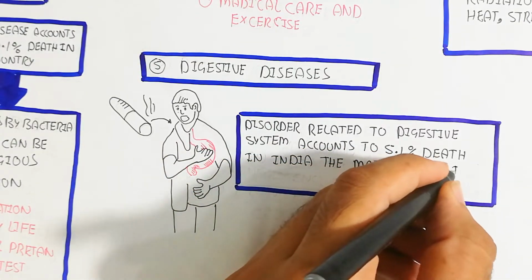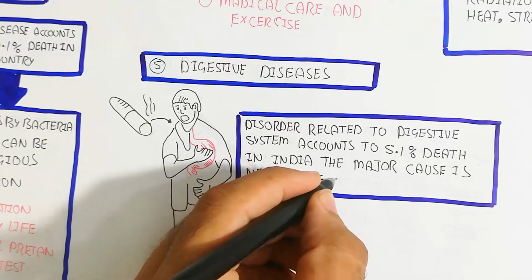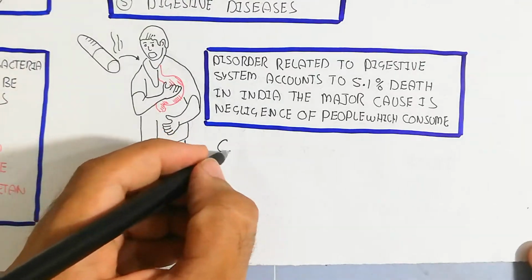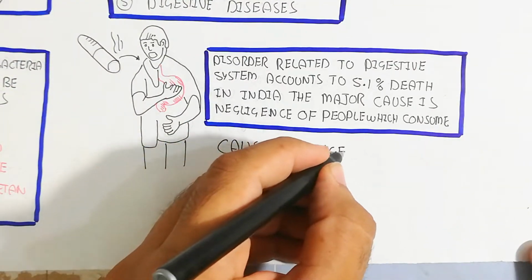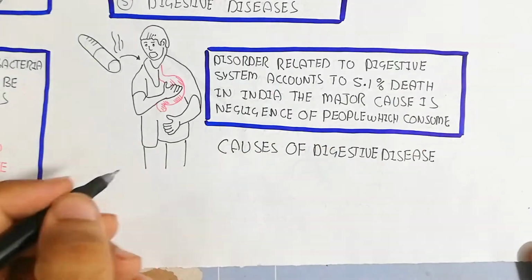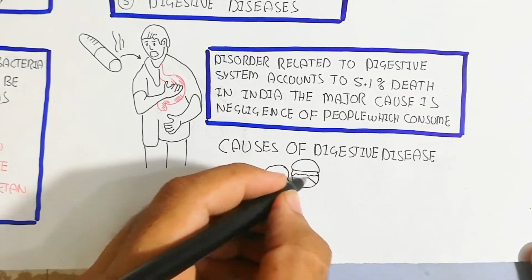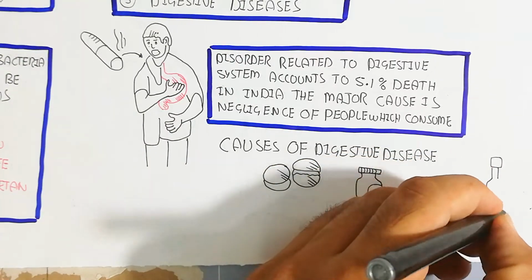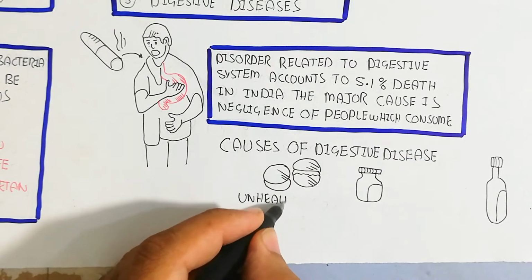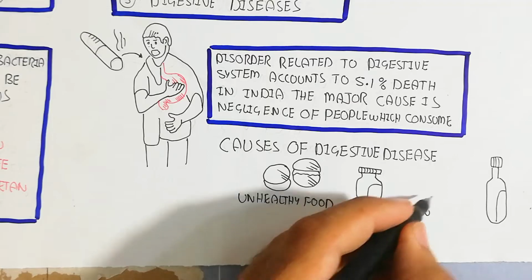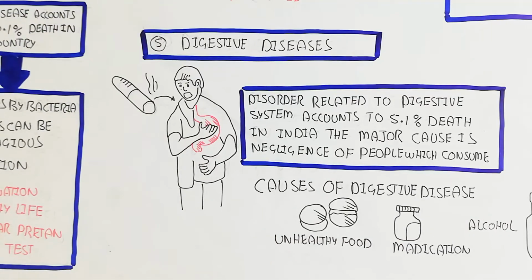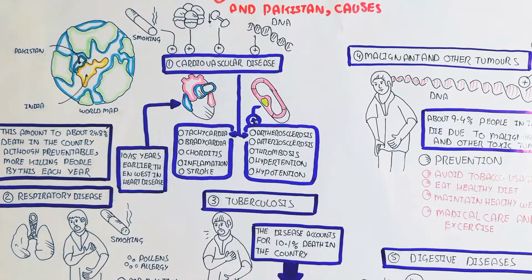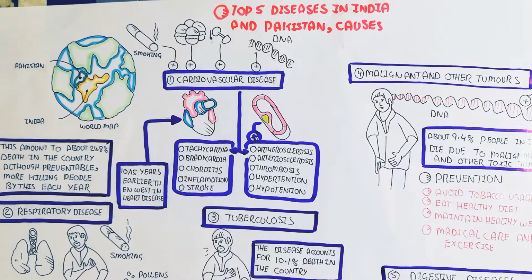The major cause of diseases of the digestive system in India is the negligence of people in what food they consume, and the causes of digestive disease are unhealthy food, medication, and alcohol. So remember, digestive disease has several types: cancerous, like colorectal cancer, ulceration, diarrhea, or salmonella infection. This will all lead to death for 5.1%, but there are more diseases and fewer deaths.